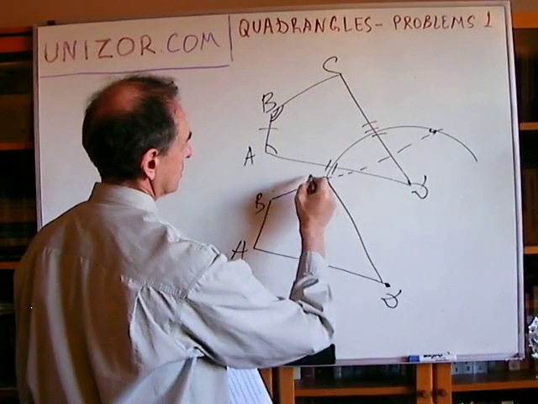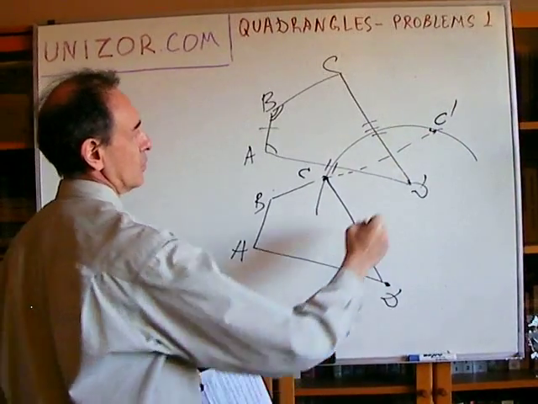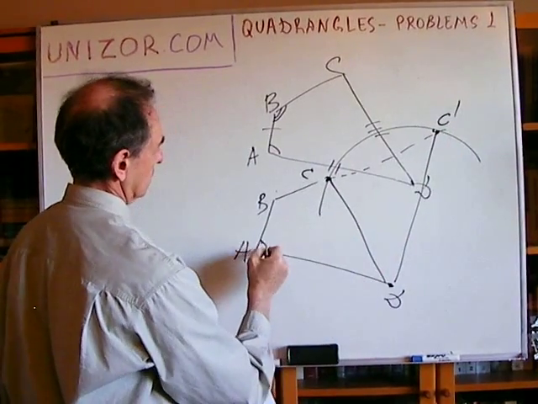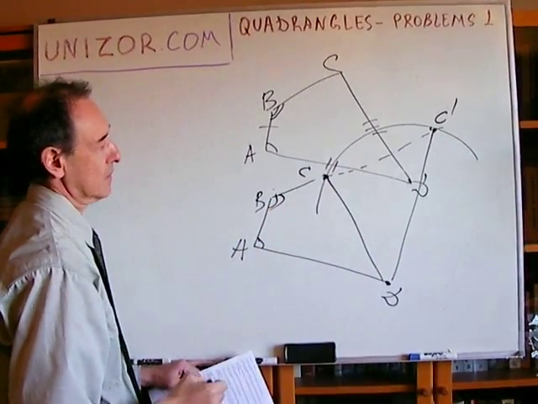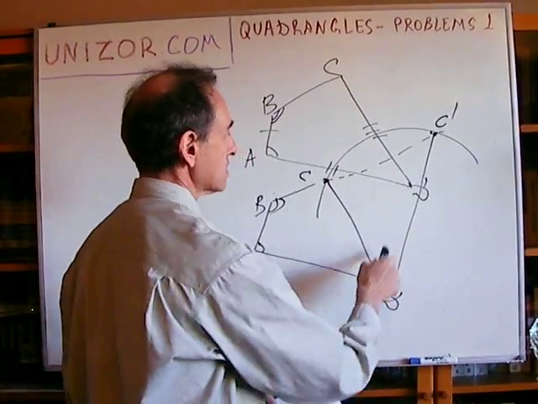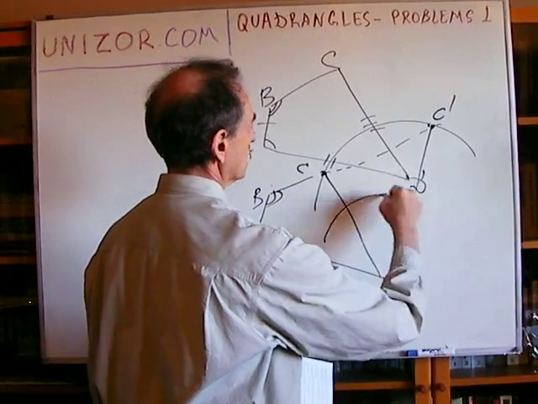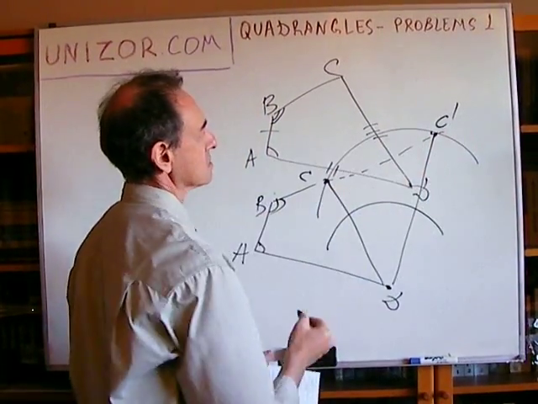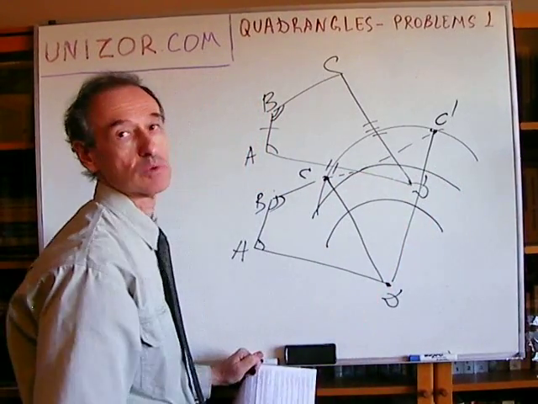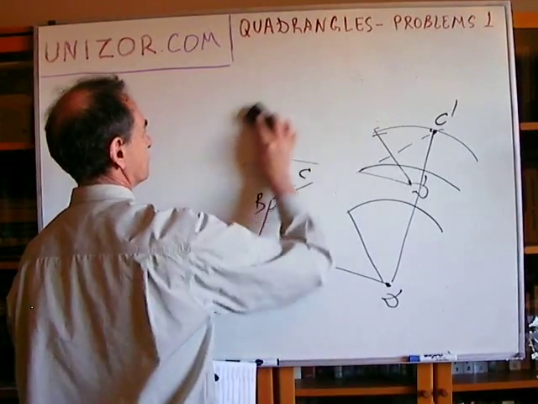So this is one solution, but maybe another solution, C prime, which also has three sides and two angles. So there may be more than one solution, maybe two solutions. But if this segment CD is too short, there might be no solution at all. It doesn't cross this line at all. Or maybe exactly one solution if it touches it in one point. Okay, that's simple.